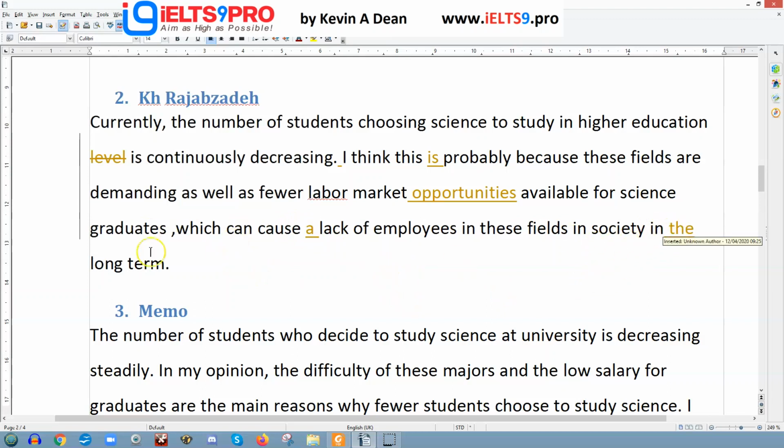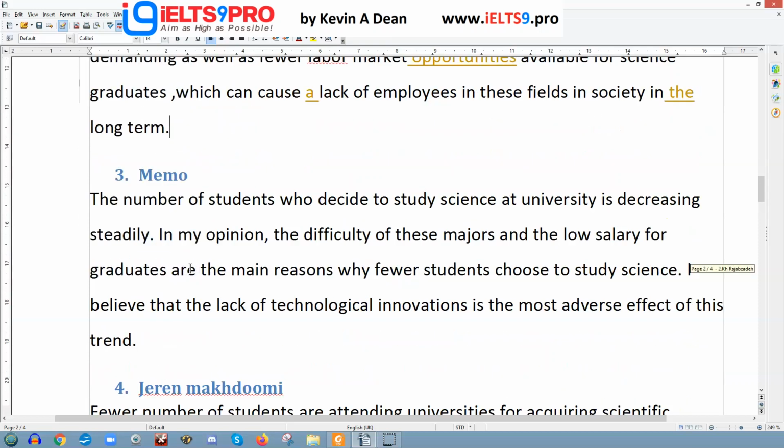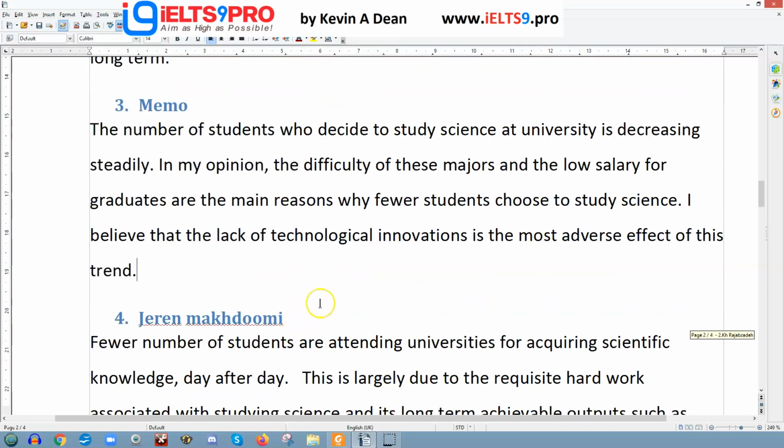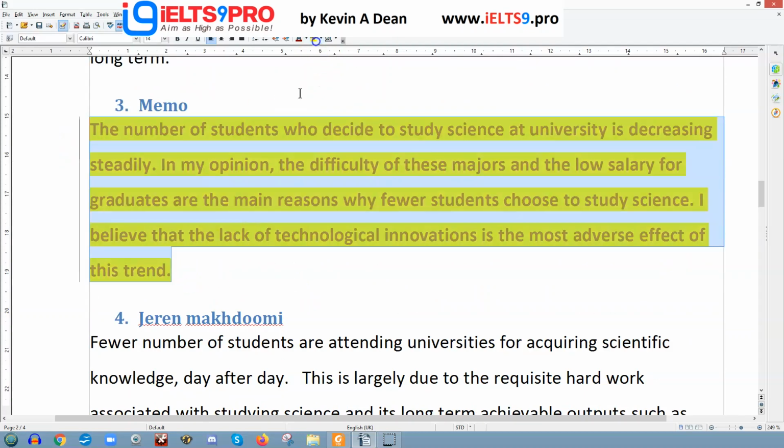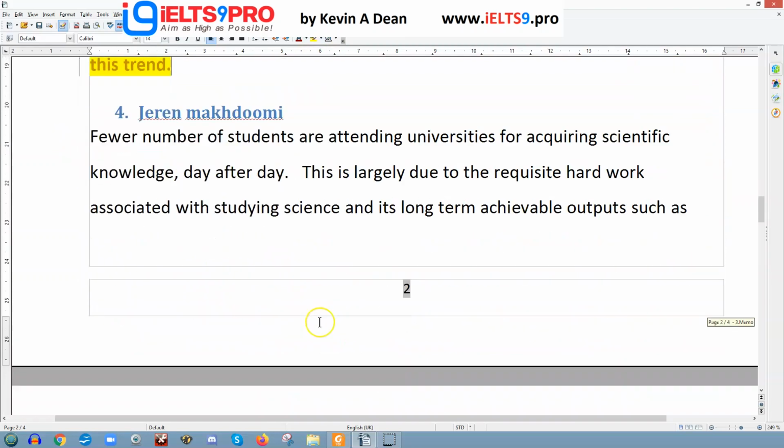Okay, not too bad. The number of students who decide to study science at university is decreasing steadily. That's good. In my opinion, the difficulty of these majors and the low salary for graduates are the main reasons why people should. Oh, yeah. Believed. Oh, very good. Very good. Very good. No further comment. That will do the job fine.